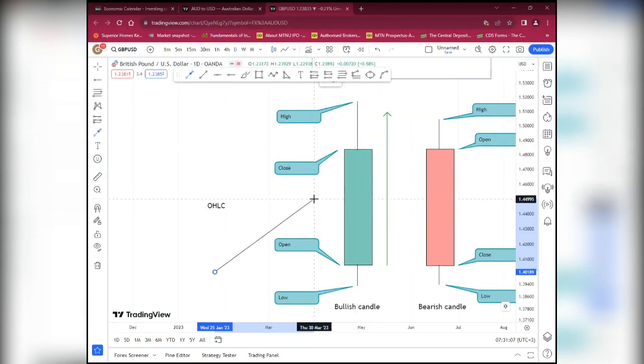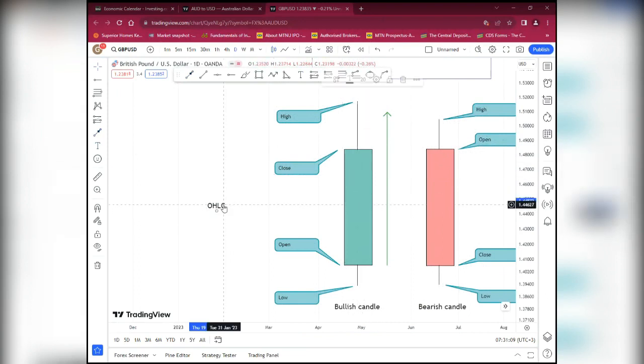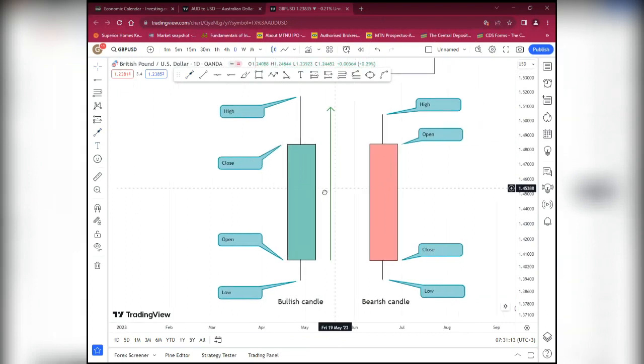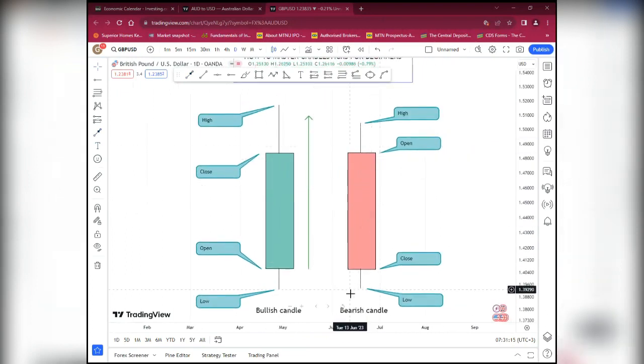So does every bullish candle look like this? No, not every bullish candle looks like this. I'll show you guys why. So let's jump into the bearish candle.